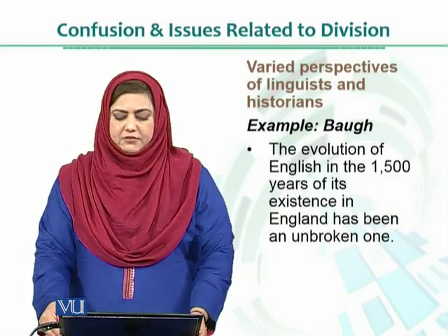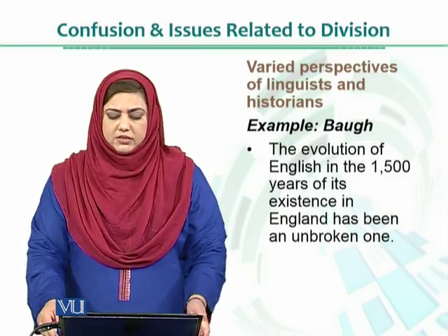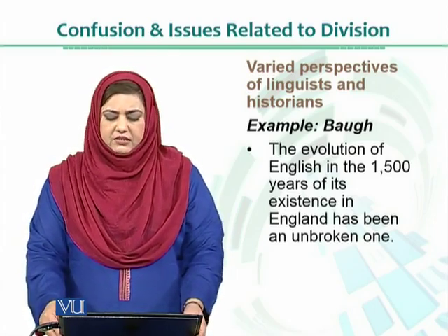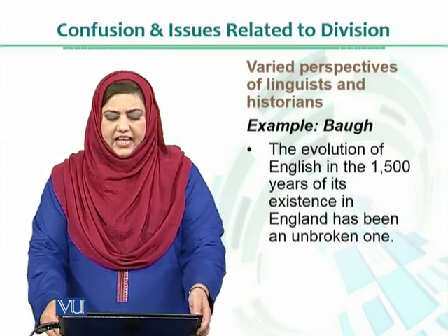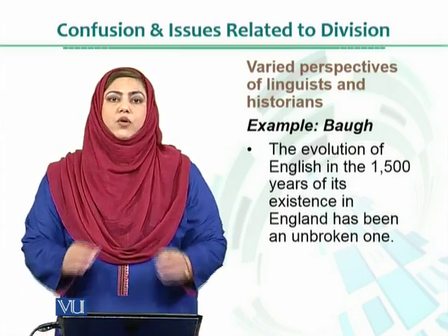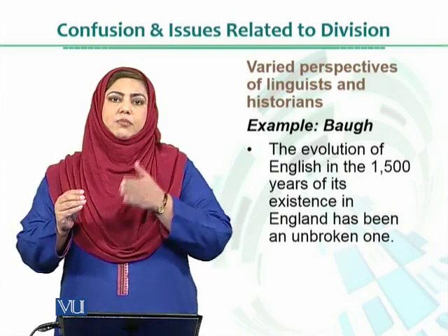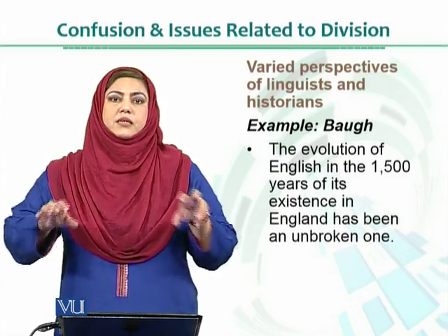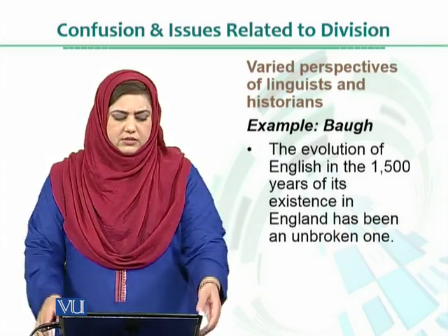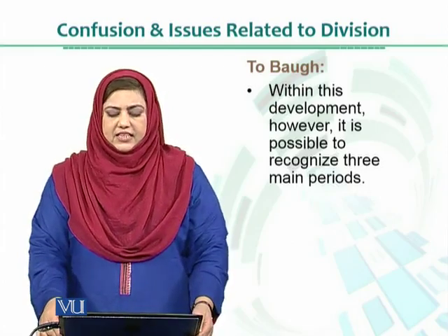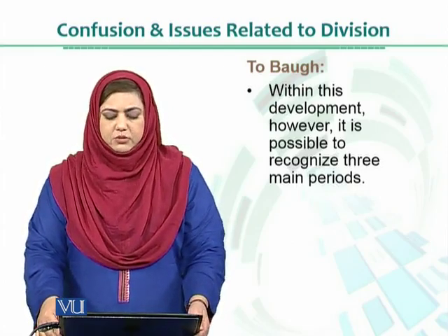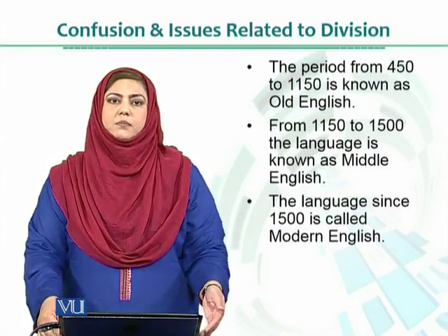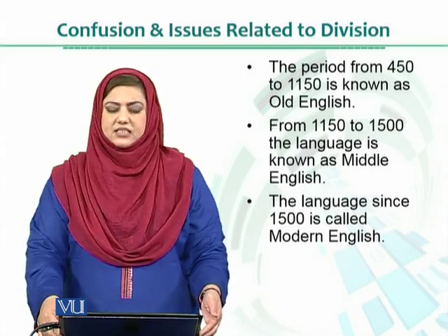However, there are different perspectives. Here, as an example, I would just share Baugh's perspective on that. According to him, the evolution of English in the 1500 years of its existence in England has been an unbroken one. What he's trying to prove is that on the timeline there are no barriers, and we cannot as such cut it into pieces to make different separate parts or divisions. However, he says that within this development, it is possible to recognize three main stages. And as I have said earlier, Old, Middle, and Modern English are the three general stages agreed upon.